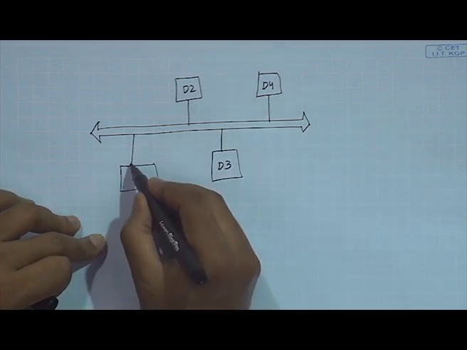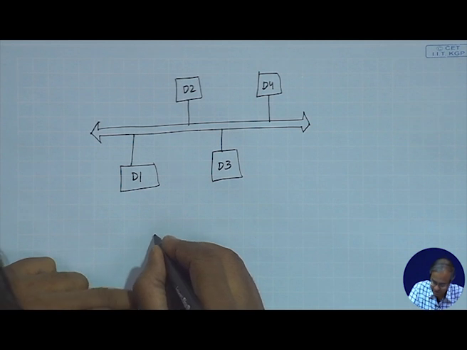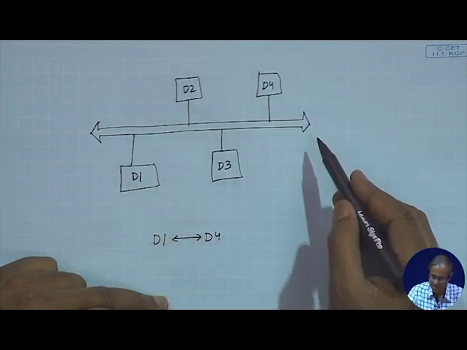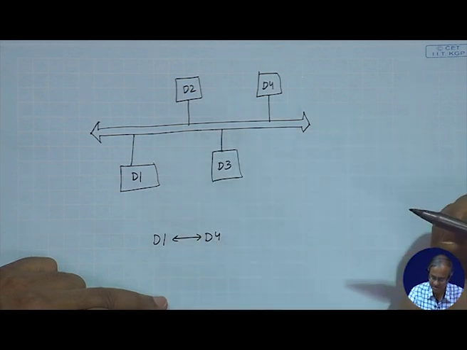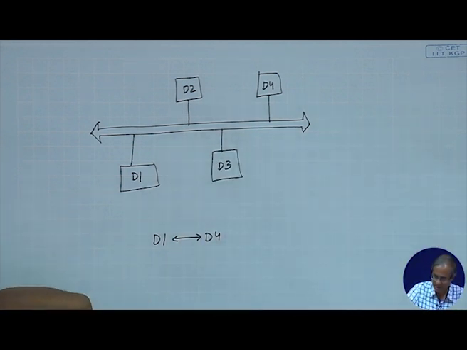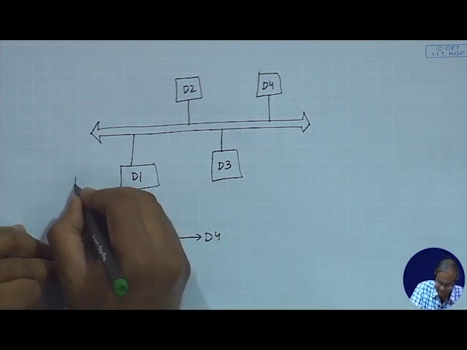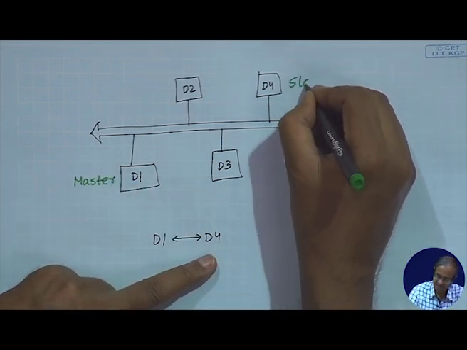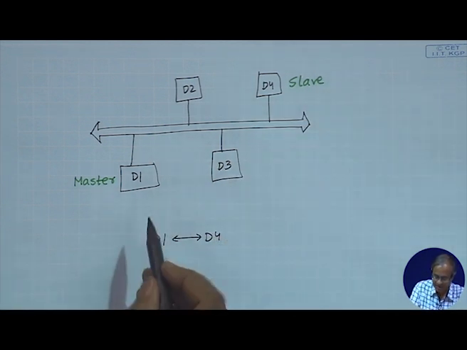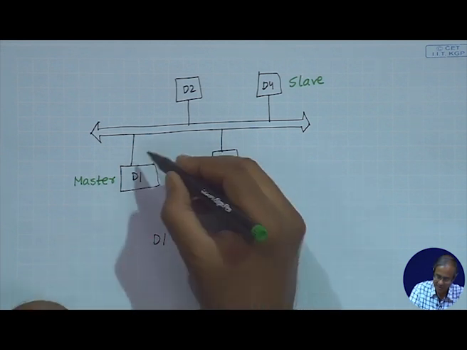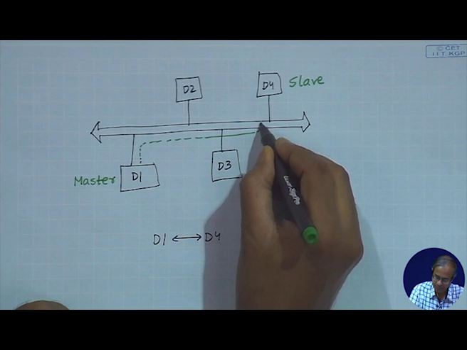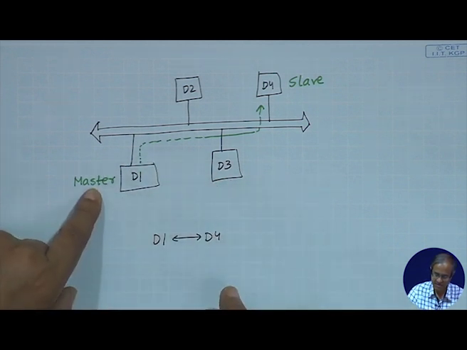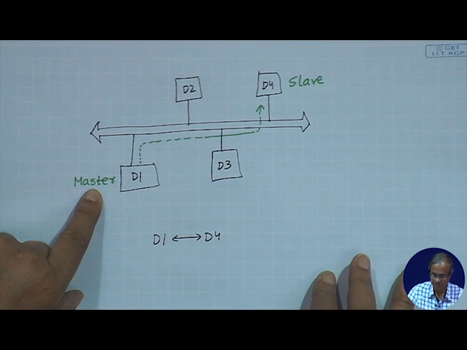Now, by calling them master and slave, what I mean to say is that suppose D1 and D4 want to communicate. Depending on the bus protocol and the capabilities of these device interfaces, there can be a scenario like this, where device D1 will be designated as the master and D4 will be designated as the slave. What does this mean? D1 being the master will be able to initiate the data transmission, but D4 on its own, because it is the slave, cannot initiate. The master is always responsible for initiating every data transfer over the bus.